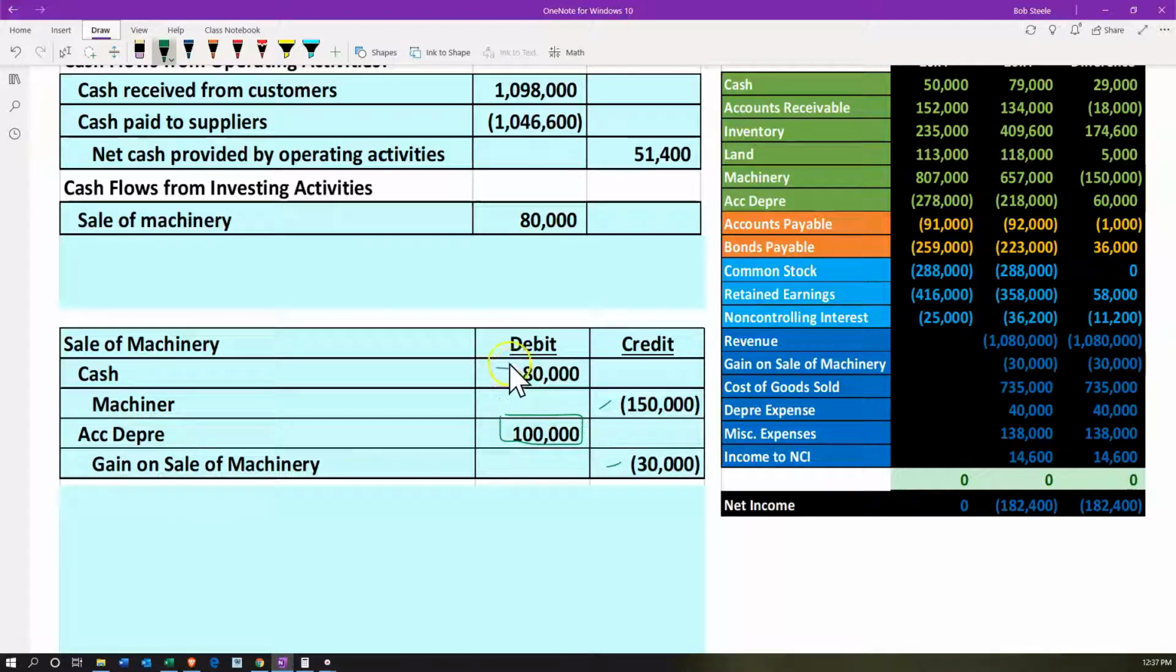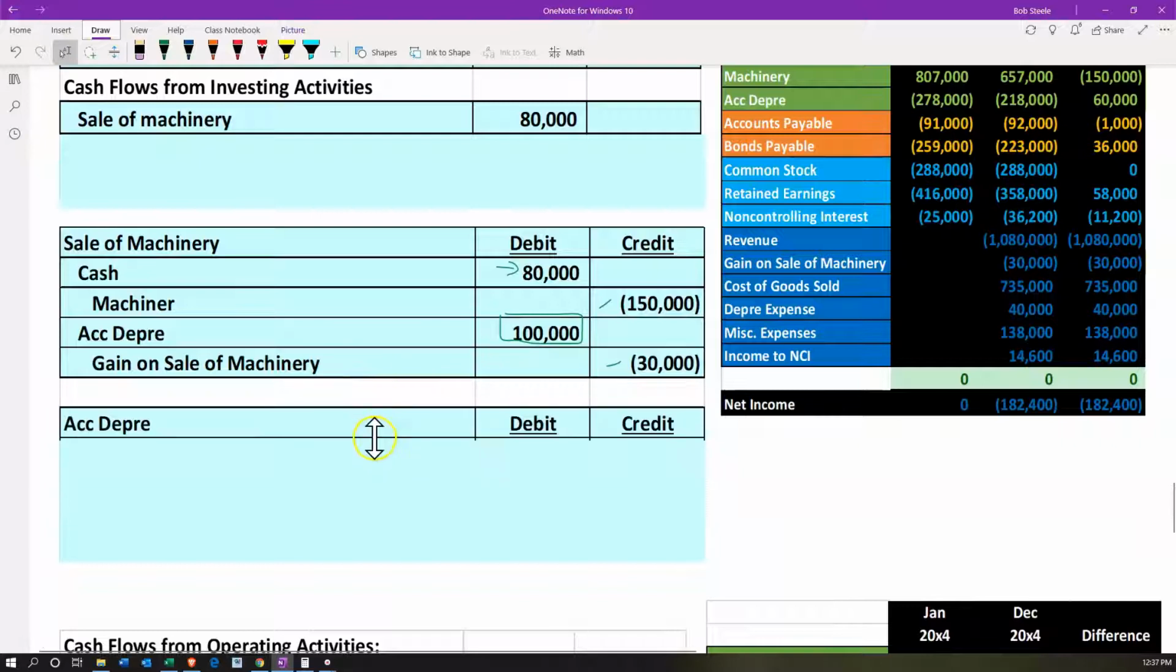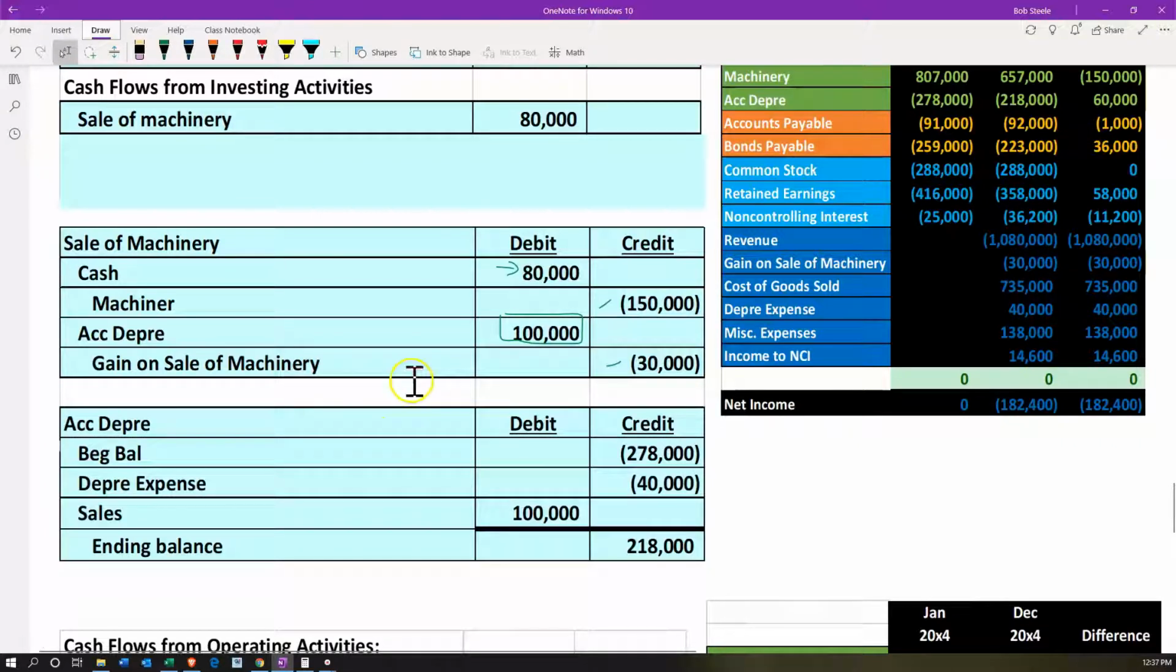That'll then lead us to the plug, which will be the cash. So now let's think about this in terms of a T account down below. We're going to say that the accumulated depreciation account started with the 278,000. There's the 278,000 up top. And then we had the depreciation expense of the 40,000. So here's the 40,000. That would be a debit to depreciation expense and a credit here to accumulated depreciation.